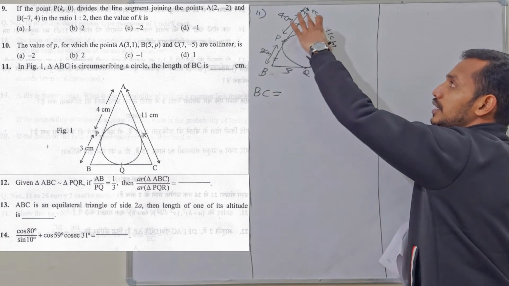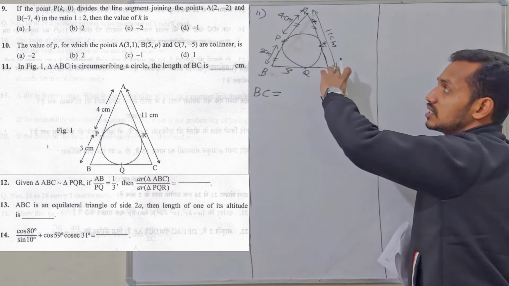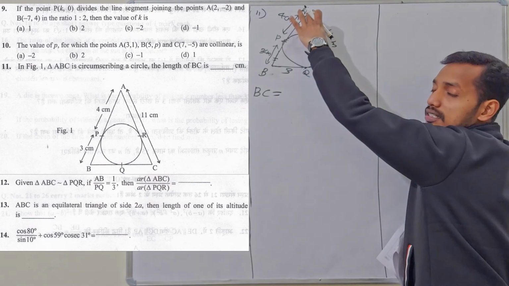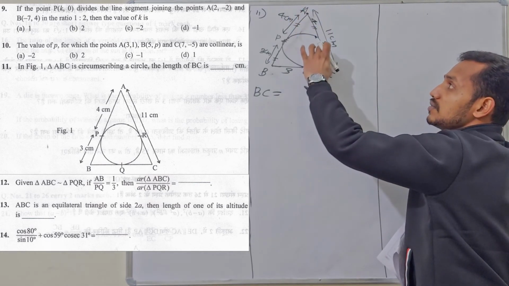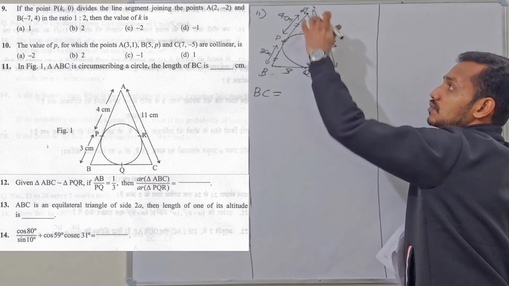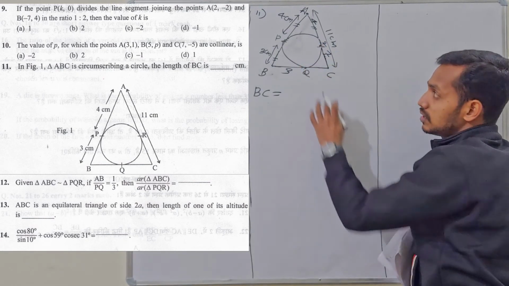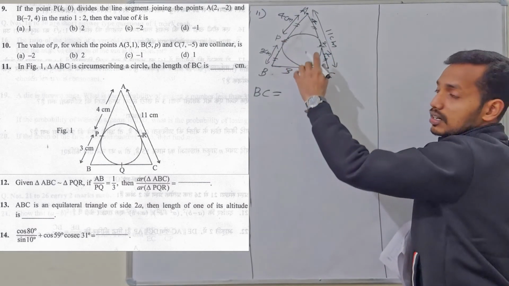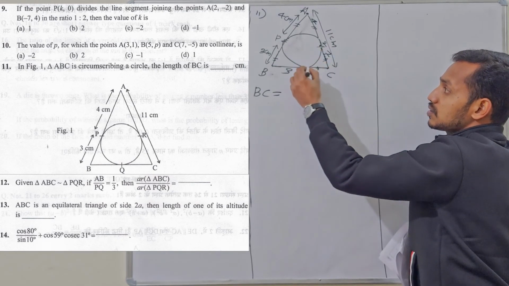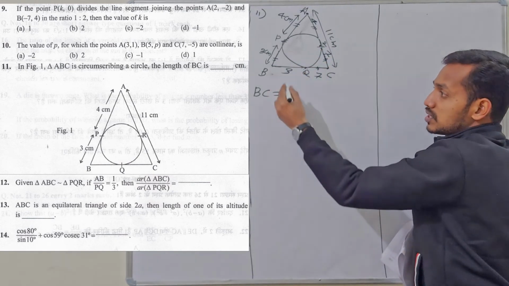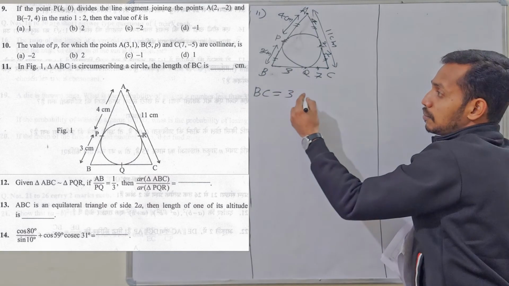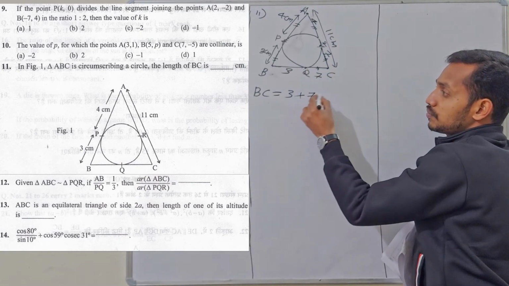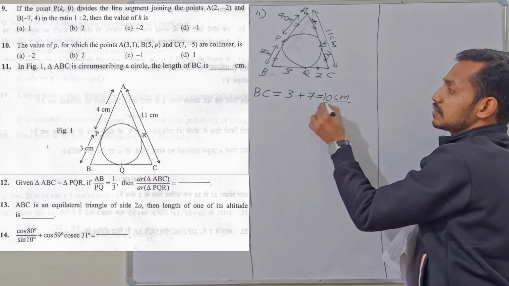Now come to here, AC is totally 11 centimeter. Out of this, AR is 4 centimeter. So RC will be 11 minus 4, which is equal to 7 centimeter. As these two are tangents from the point C to the given circle, this also is 7. So BC will be 3 plus 7, which is equal to 10 centimeter.